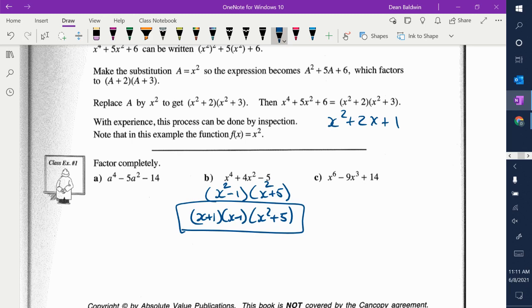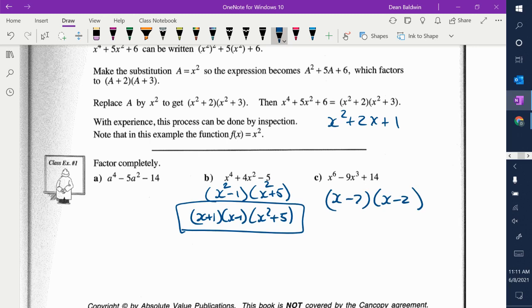All right. This one. So, which one does it match? How many terms are there? 3. Is there a common factor? No. What's the number in front of the first term, the highest exponent? 1. So I'm looking for numbers that multiply to the last term, add to the middle term. What multiplies to 14 and adds to -9? -7 and -2.